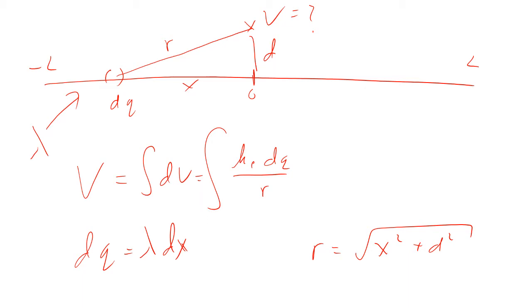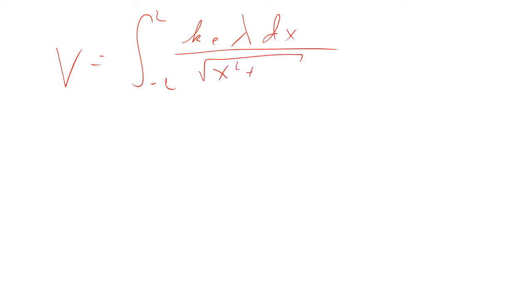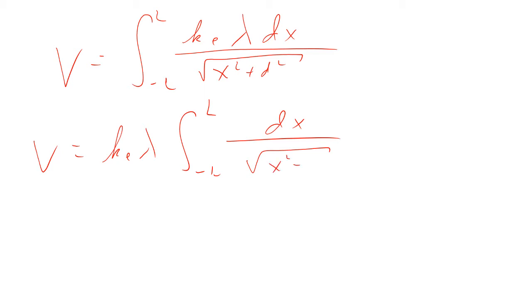There's the origin right there. So that means this is now the integral from minus L to L of k_B lambda dx divided by the square root of x squared plus d squared. So that's k_B lambda times the integral from minus L to L of dx over the square root of x squared plus d squared. So how do you do that integral? Well, you look it up. Look in the back of the book.